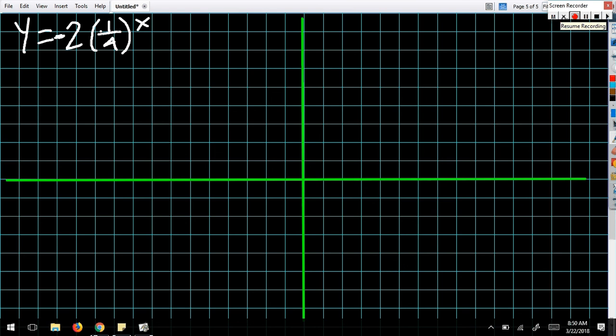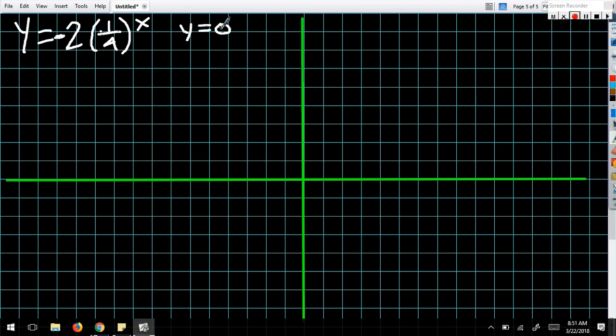That's -2 times 1/4 to the x. So my first step is to find the what? Asymptote. Well, tell me this. Is it above the asymptote, below the asymptote? Below because it's negative. Is it going to be growth or decay? Decay because it's less than 1. Where is the asymptote? Zero.